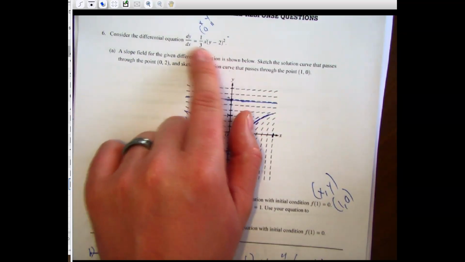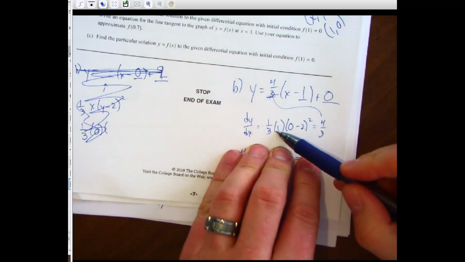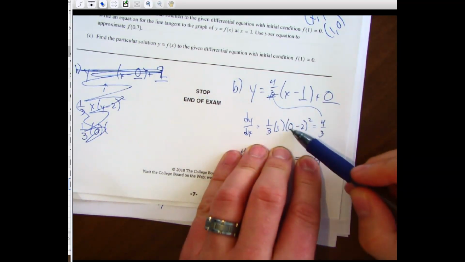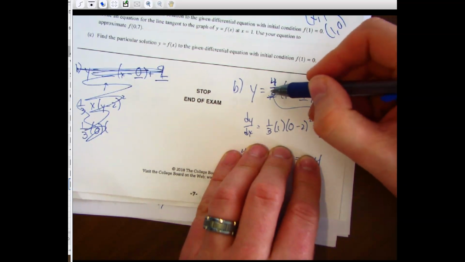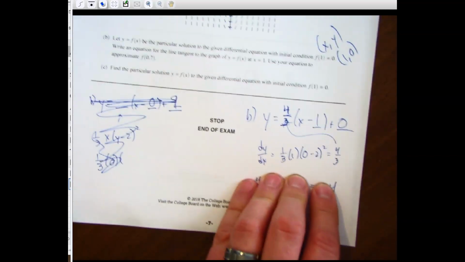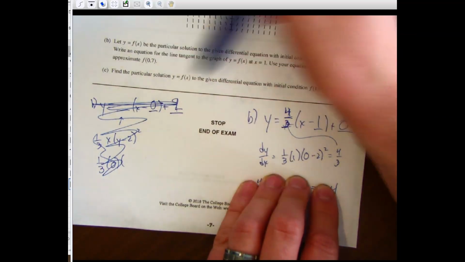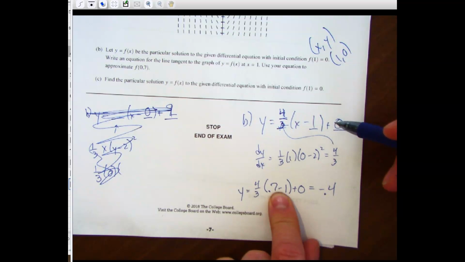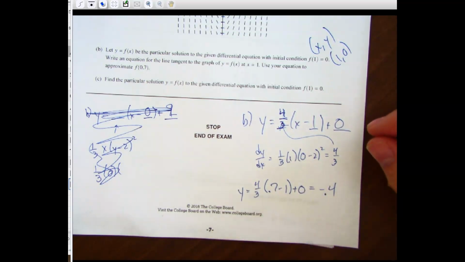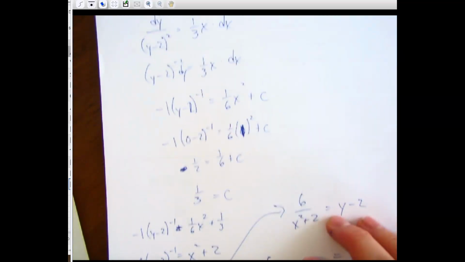So the derivative is this 1/3 x times y minus 2 squared. I want to plug in 1 for x, and 0 for y in y minus 2 squared. If you work through that, you get 4/3, so that 4/3 is what goes in this slot. And then they're saying use your equation to approximate f of 0.7. So you plug 0.7 in for x into your new tangent line equation, and if you work through that, you get negative 0.4. So that was not bad. Even though it's new material, it's at least similar to what you've seen before. And then part C is where it just gets, I'm going to talk through it.